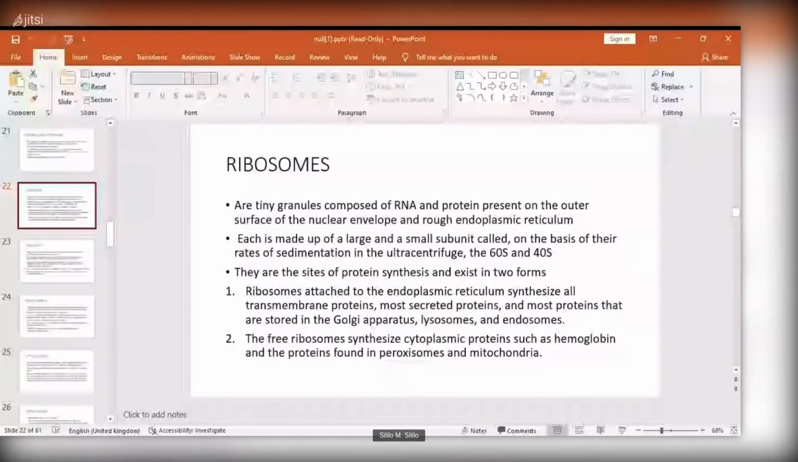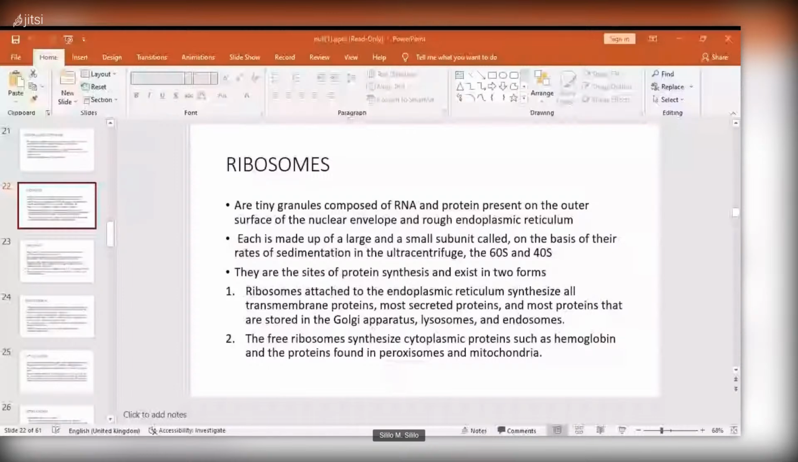Any other question before we move on? Okay, so we have ribosomes. This is another class or type of organelle we find in the cytoplasm. Of course, they are tiny granules. They are composed of RNA. I'm sure you did this in your biology course, where you have that picture of the subunits, correct?